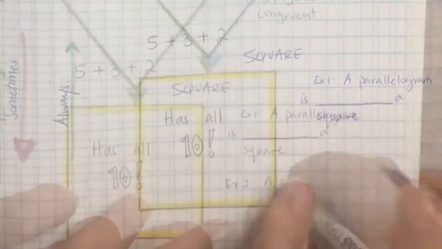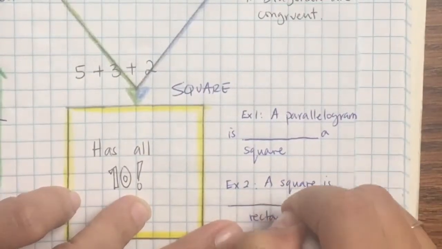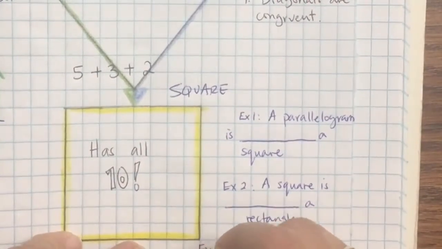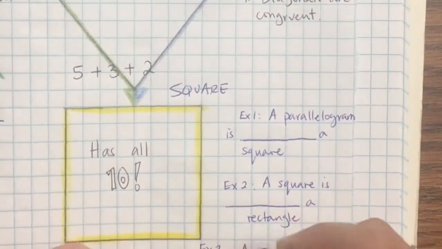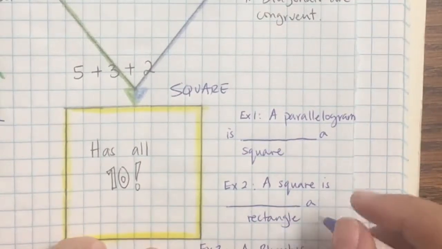This is a listening check. Color in has all 10. Another one. Example 2, a square is blank a rectangle. And the last one, even though you can't see it, just listen. Example 3, a rhombus is blank a parallelogram.